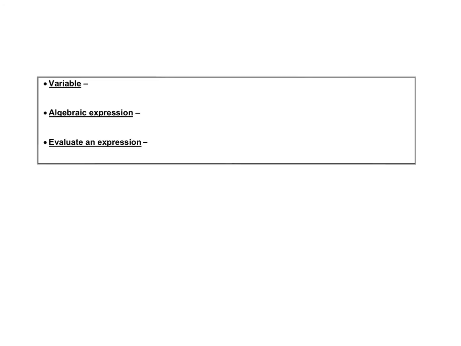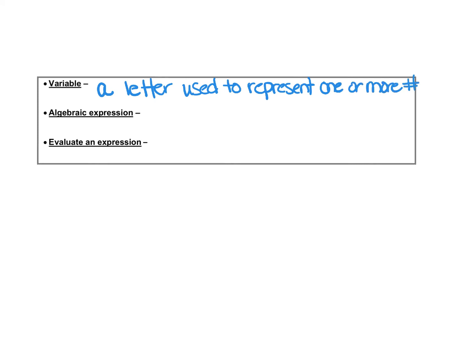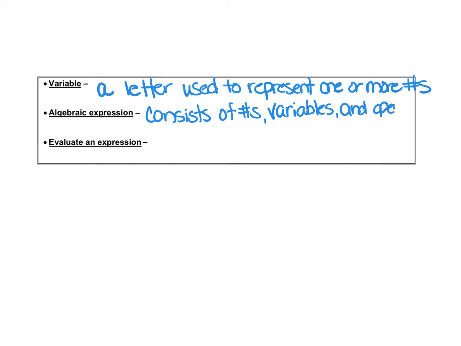In this lesson, we're going to be evaluating expressions by applying the order of operations. All right, so what is a variable? A variable is a letter used to represent one or more numbers. Okay, and an algebraic expression consists of numbers, variables, and operations. So for example, an algebraic expression could be something like 2x minus 3.